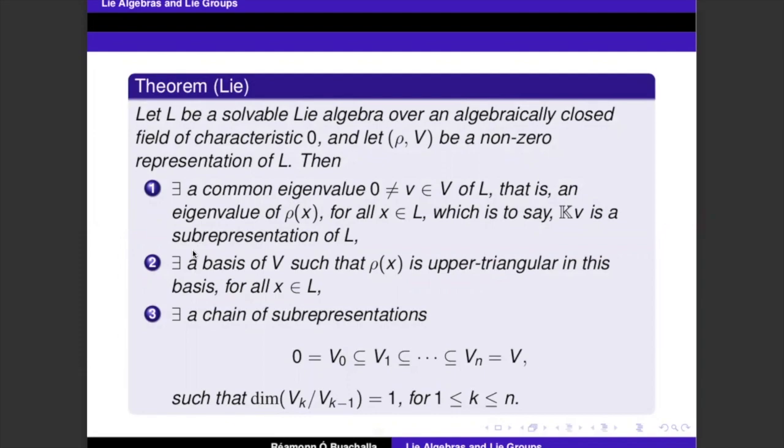Remember that we had a series of ideals constructed from the Lie bracket in a solvable Lie algebra, which eventually terminated. Okay, the derived series. Now, if we let L be a solvable Lie algebra, one for which this series terminates, eventually ends up at 0, over an algebraically closed field of characteristic 0.